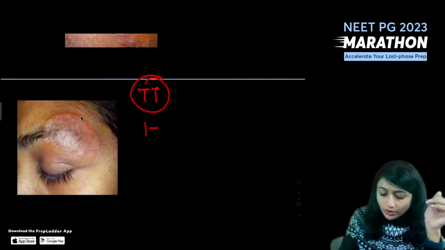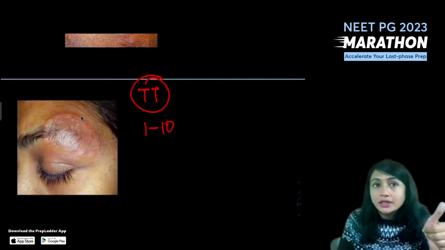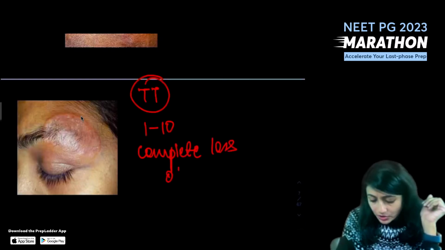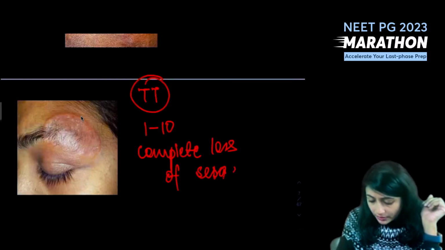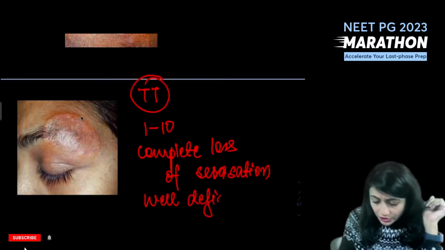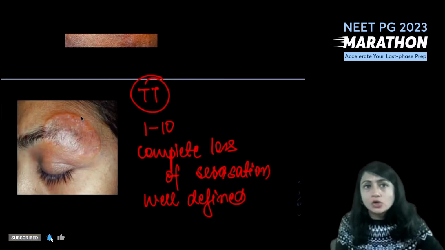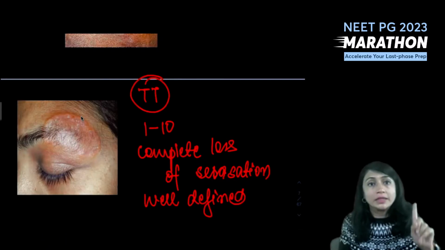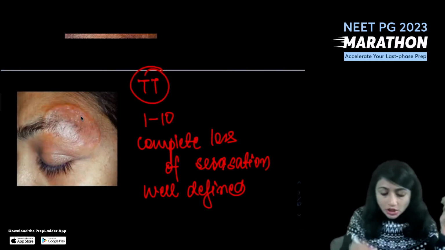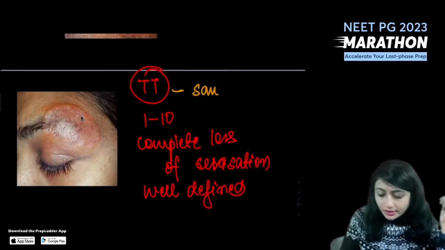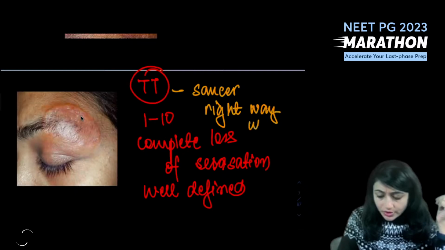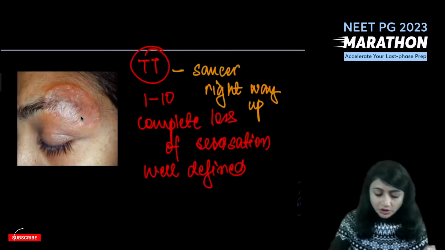So few lesions, 1 to 10 lesions, if they give you well defined lesion with complete loss of sensation, 100% loss of sensation on a very, very well defined lesion would be a lesion of TT. Very dry, complete loss of hair, complete loss of sensation would be TT. Now they give some names to these lesions. So TT lesion is called saucer right way up. So here, well-defined lesion.